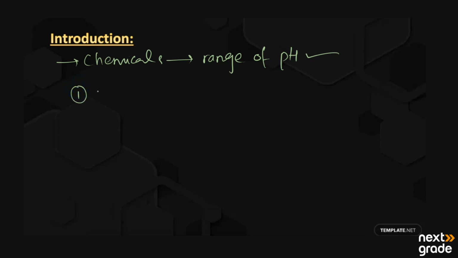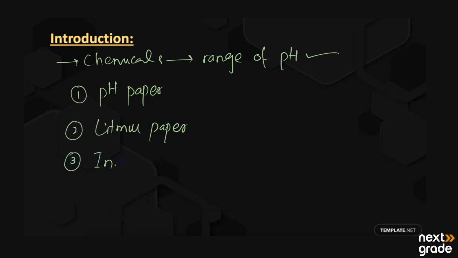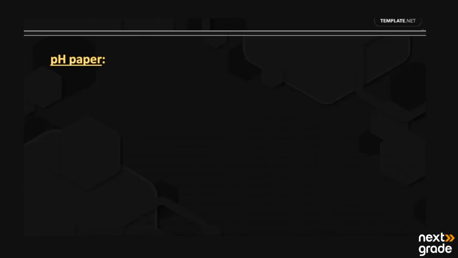Number one, we have the use of pH paper, the second one is the litmus paper, and the third one is the use of indicators. So let's have a look at how we can use the pH paper to measure the pH of the solution, how we can use the litmus paper to tell whether the solution is acidic or basic, and the use of indicators. The first one is the pH paper.